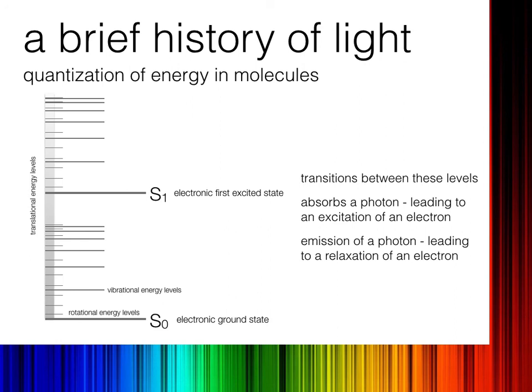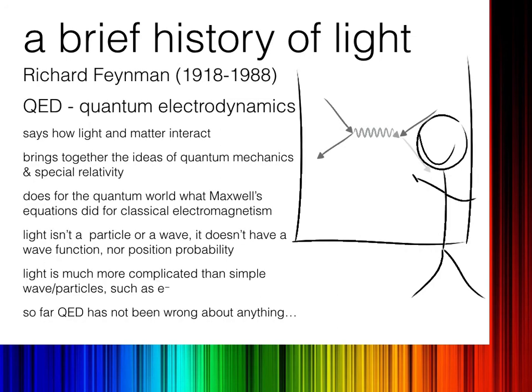The biggest change to light theory since the quantum mechanical revolution in the early 20th century, though, has come from Richard Feynman, and Richard Feynman is perhaps the most important scientist of the 20th century. He came up with this theory of quantum electrodynamics, which basically explains how light and matter interact. It brings together the ideas of quantum mechanics and Einstein's theory of special relativity, and essentially does for quantum mechanics what Maxwell's equations, which had been so fundamental for classical mechanics, had done for classical electromagnetism.